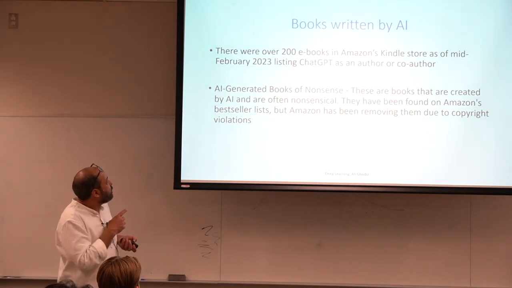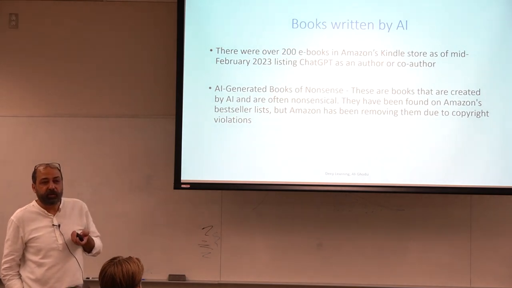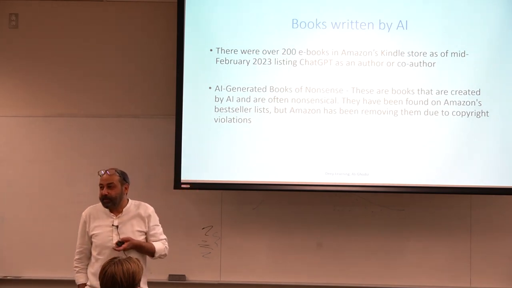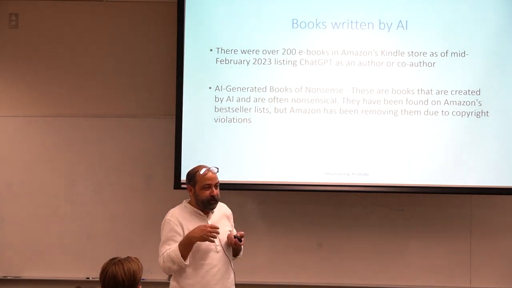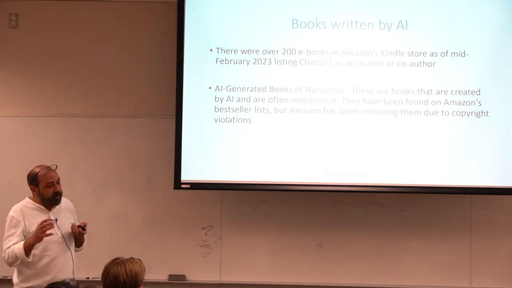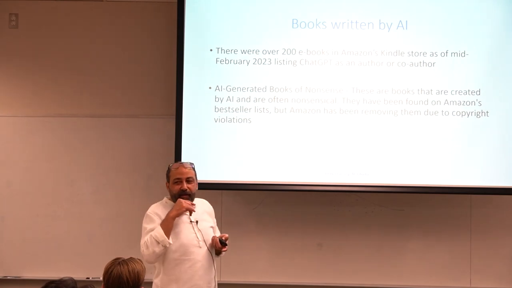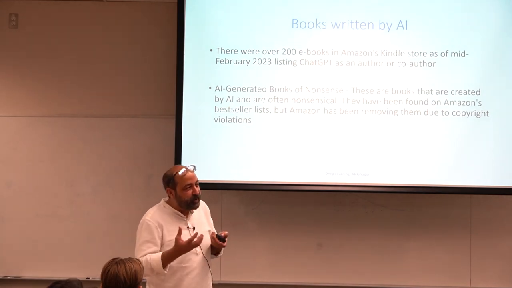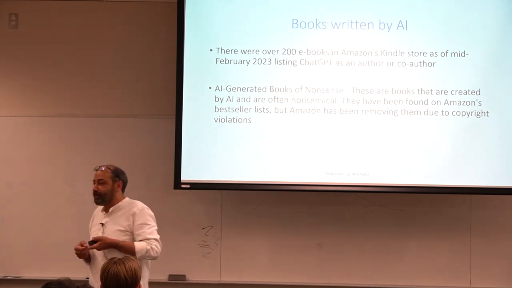I was checking these statistics: in mid-February, there were more than 200 ebooks written by ChatGPT or large language models on Amazon, many of them, of course, nonsense. Some people were spamming Amazon with nonsense books, because you can publish your book there, and Amazon had to remove some of them. Interestingly, some of these nonsense books were on the bestseller list because it drew attention that it's written by ChatGPT. Nevertheless, even though it was nonsense, people tend to buy it.